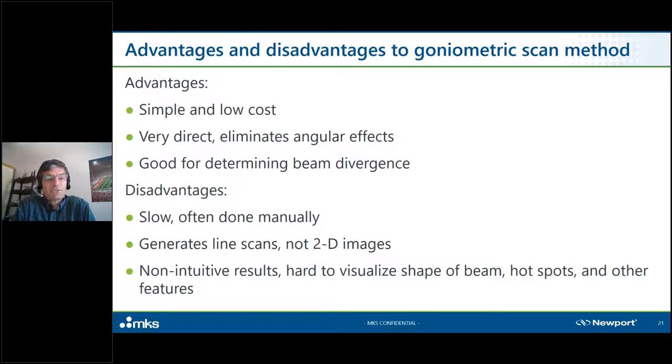The disadvantage is it's slow. It's often done manually. It generates line scans, not 2D images. So the results are somewhat non-intuitive. It's hard to visualize the shape of a beam from a linear scan. You can do repeated linear scans and piece them together, but sometimes it becomes hard to visualize the shape of the beam, hotspots, other features.